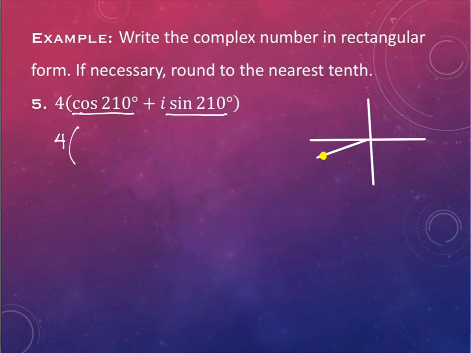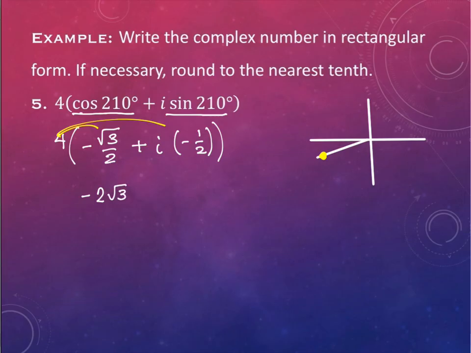So what is the cosine at that angle? Cosine is the x value. Good. It's negative square root 3 over 2 plus i. And then what about the sine value there? Yeah, negative 1/2. Now, they're both negative because we're in quadrant 3, right? So keep that in mind. Your signs do matter. And then the last thing we need to do is just distribute our 4 through. So if we distribute our 4 through, it's going to cancel with the 2's in the denominators, right? So I actually have negative 2 square root 3, and then I have minus 2i.